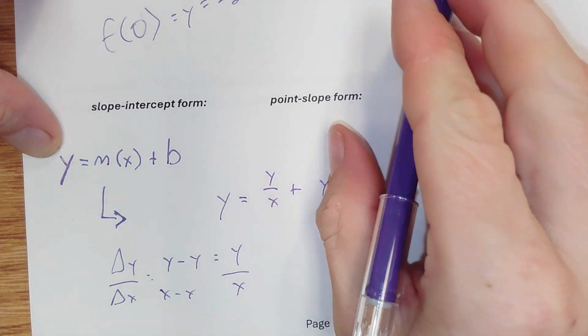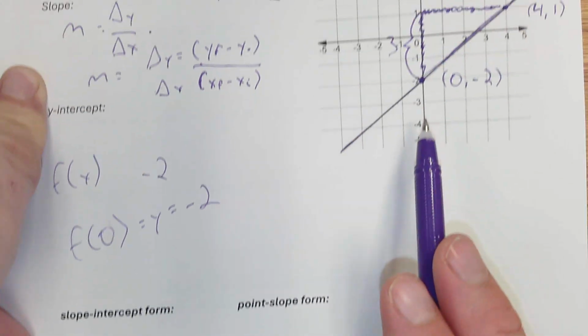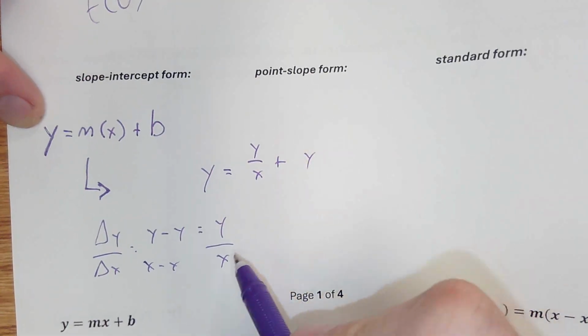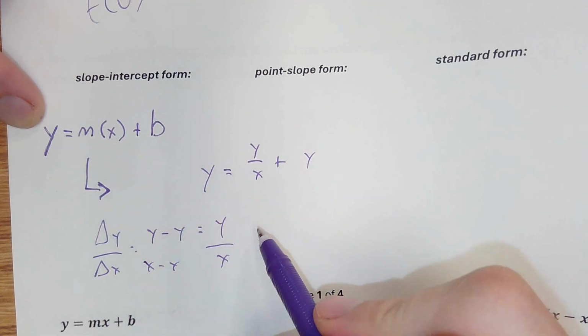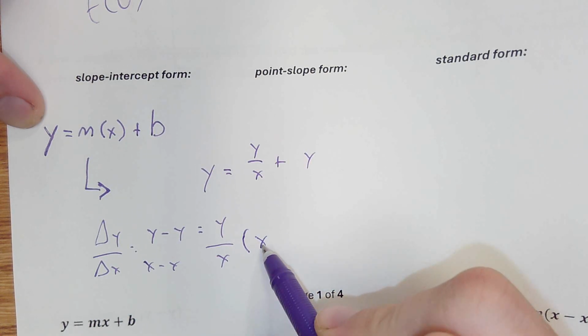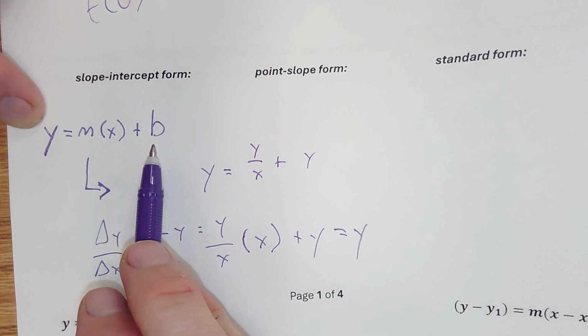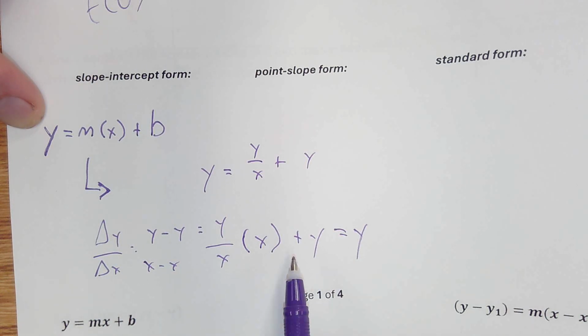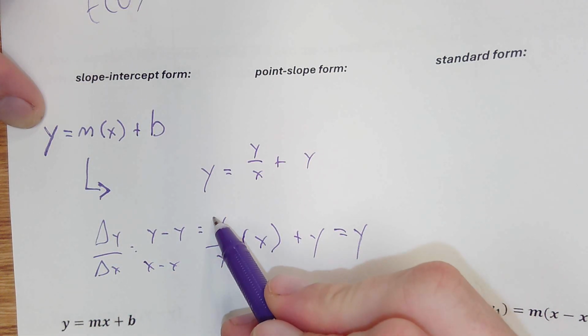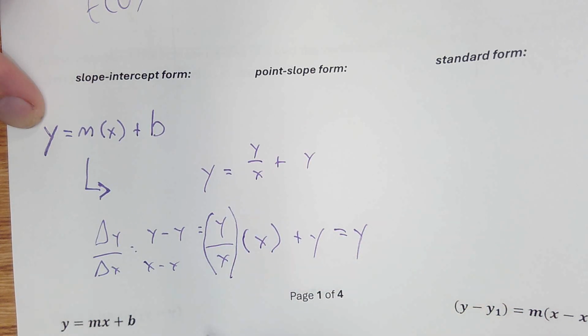Because our x is 0 at the y-intercept, okay? So in order for this to make sense, this has to be an x plus a y value, right? Because this is all going to equal y. Y equals mx plus b. This is our slope, which is m, right?